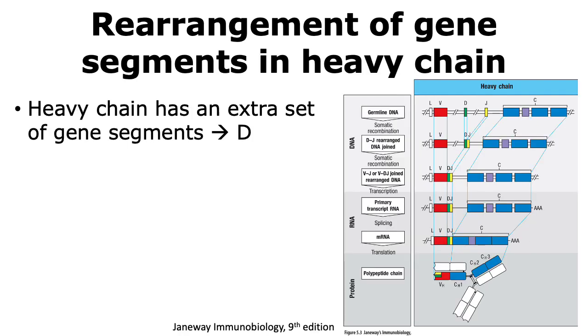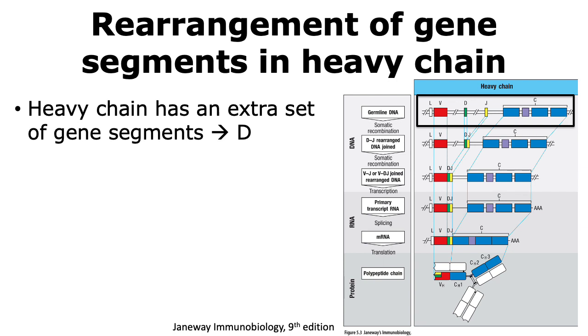The heavy chain locus that gives rise to the heavy chain of the immunoglobulin also has gene segments similar to the light chain. However, it has 3 gene segments instead of the 2 gene segments observed in the light chain. In the heavy chain locus, we have the V gene segments, the D gene segments, and the J gene segments. The D gene segments are the extra set of gene segments that are present in the heavy chain locus of an immunoglobulin, but not in the light chain locus.